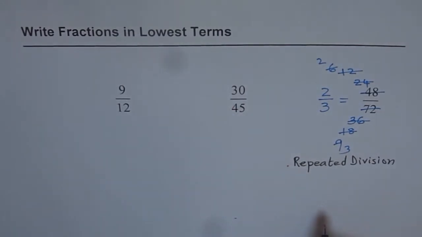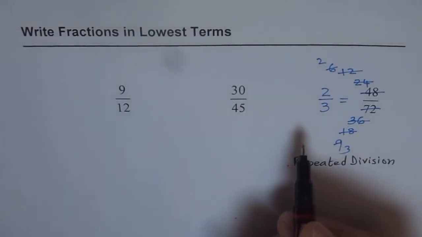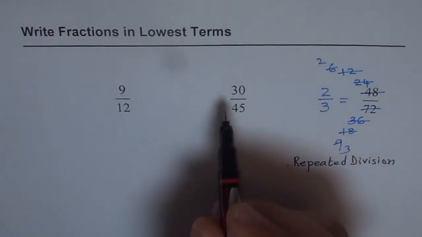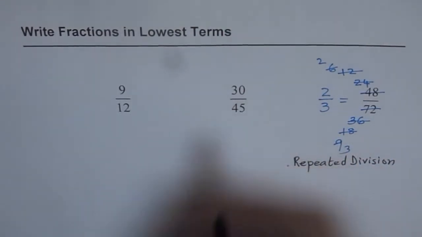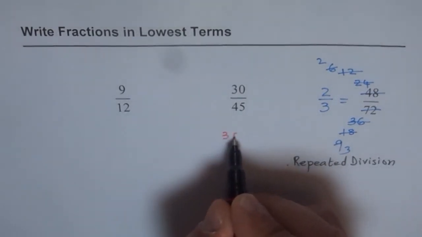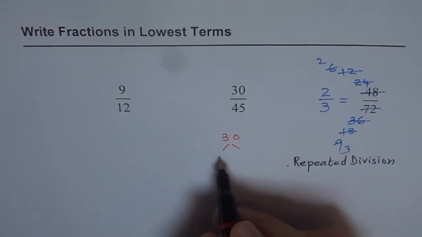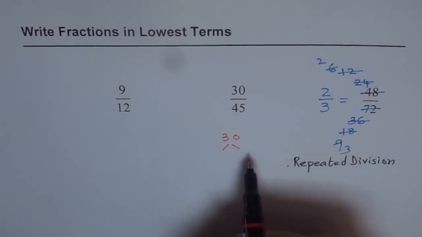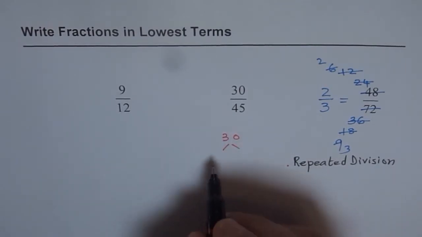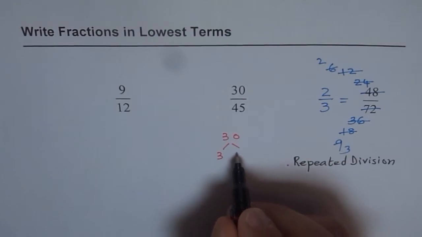So in that technique what we do is we write them as factors, right? So let's make a factor tree for 30. 30, you know prime factorization? If not, you can learn from here. 30 can be written as 6 times 5 or 10 times 3, either way. So your preference. Let us say 30 you want to write as 3 times 10.